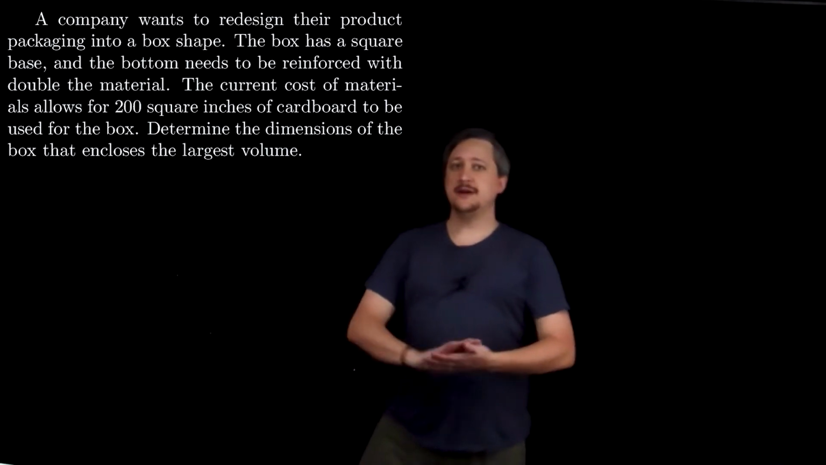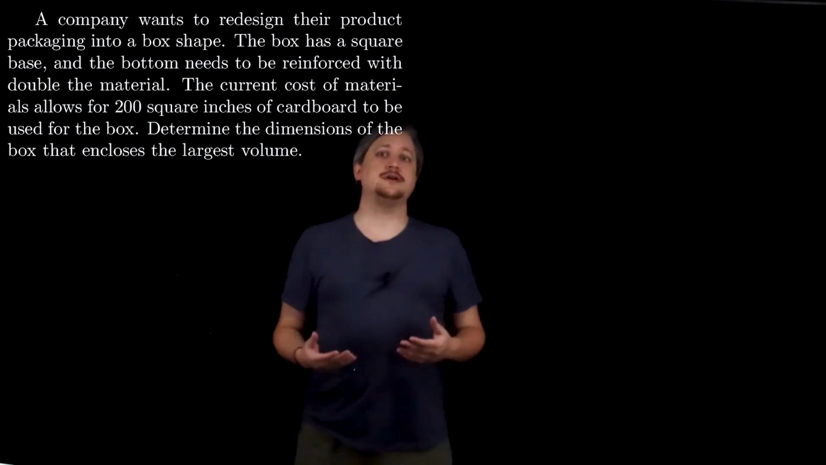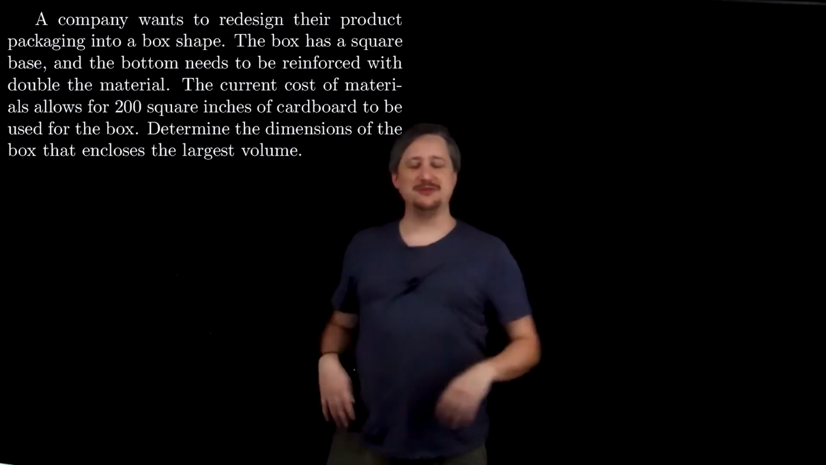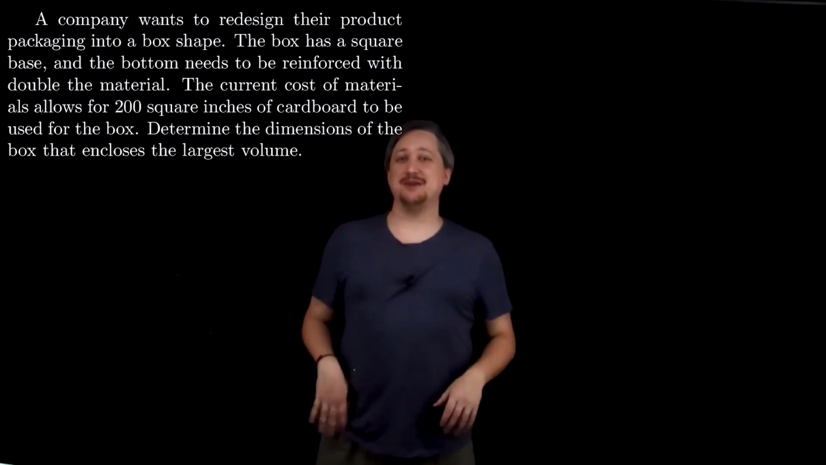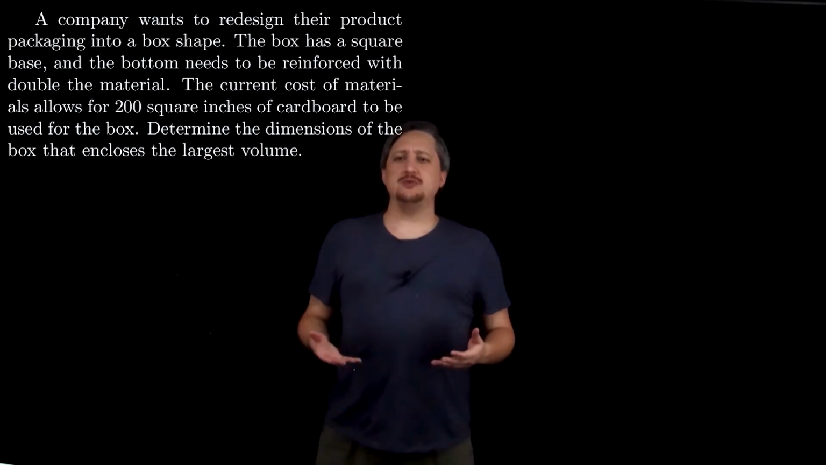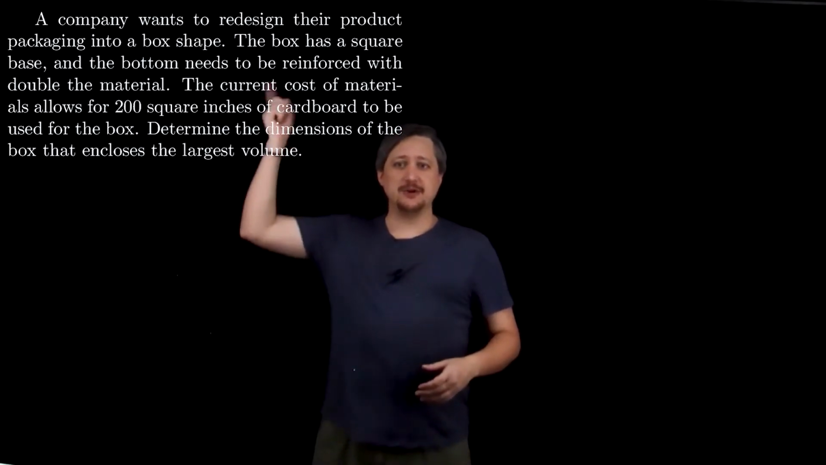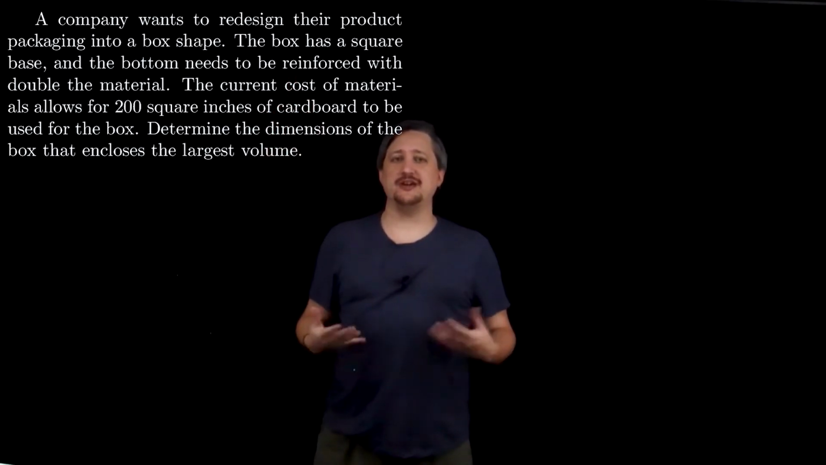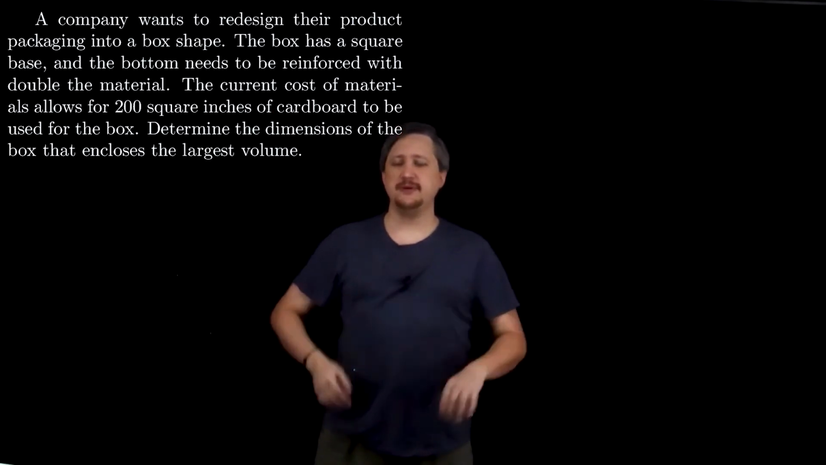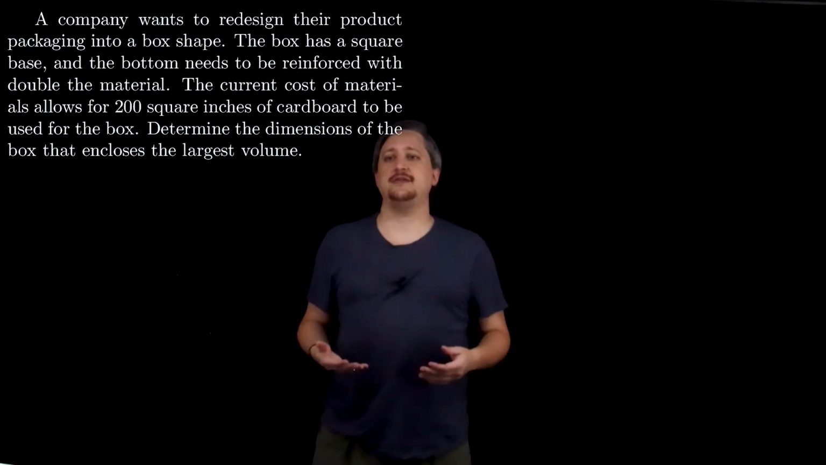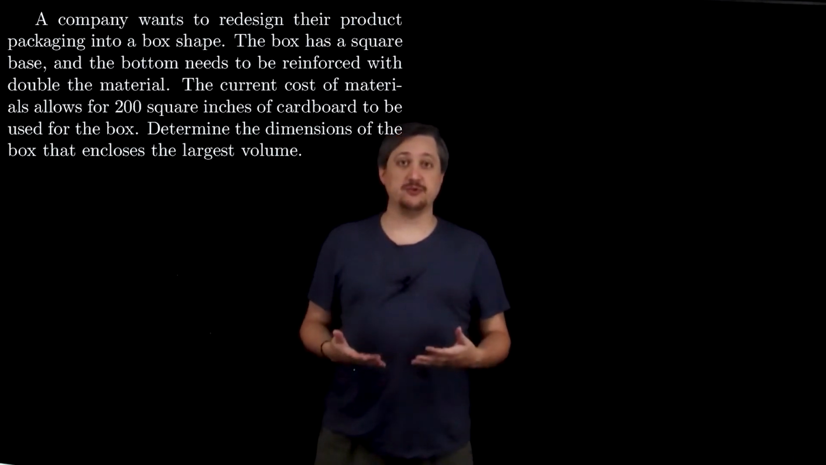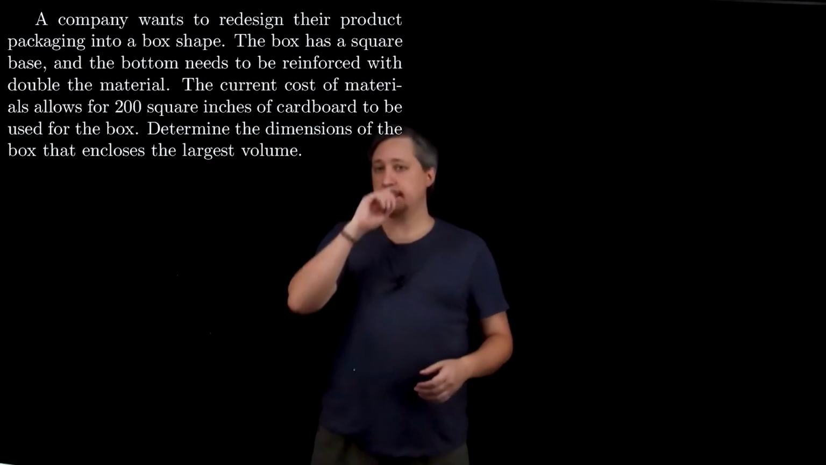Hello, so in this example, we are doing another glorious word problem. So this one is an optimization problem. So you work at a company, right? Company wants to redesign their product packaging into like a normal box shape. This particular box is going to have a square base, and the bottom needs to be reinforced. So we want 2 layers in the bottom.